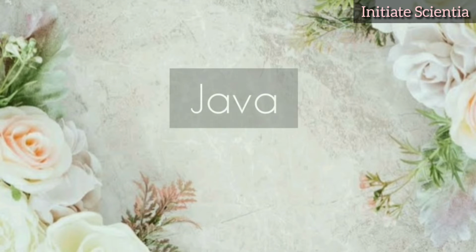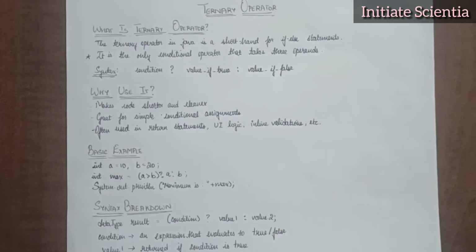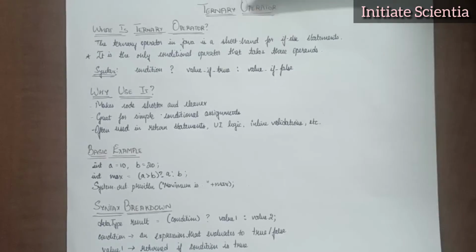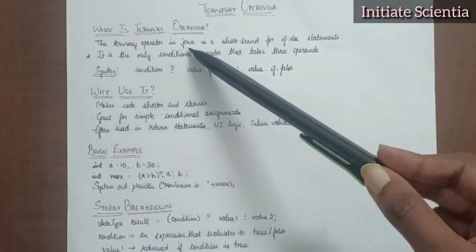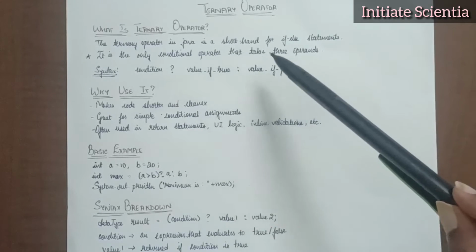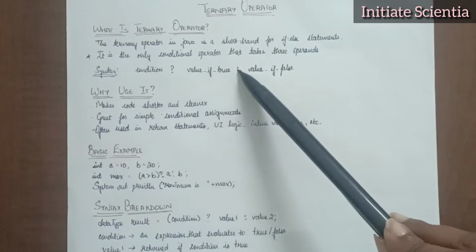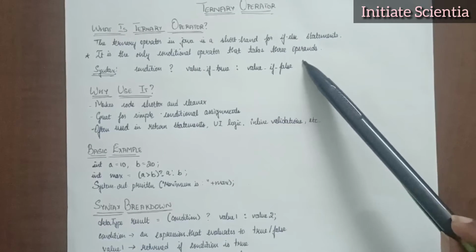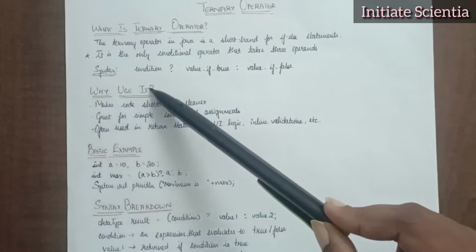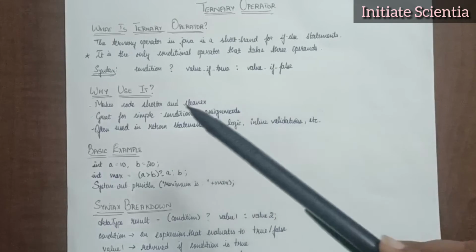This is the Java series. Ternary operator. What is the ternary operator? The ternary operator in Java is a shorthand for the if-else statement. It is the only conditional operator that takes three operands. Syntax: condition, question mark, value if true, colon, value if false.